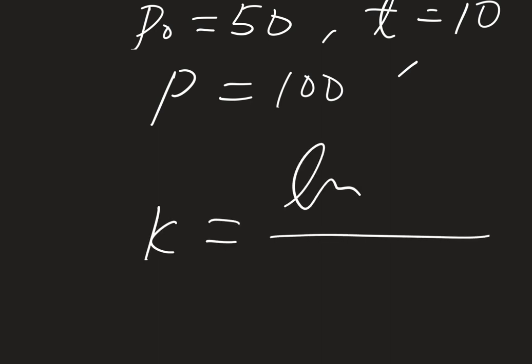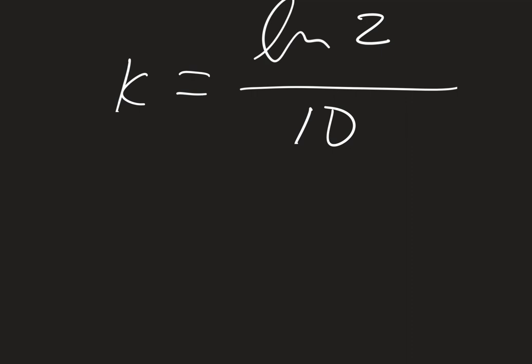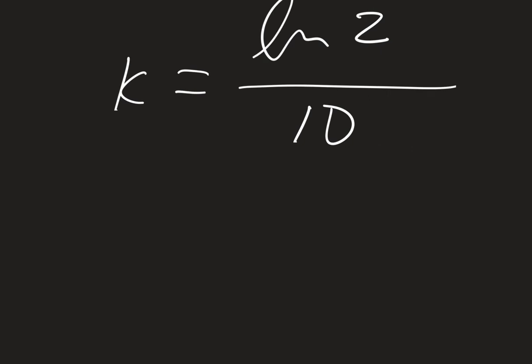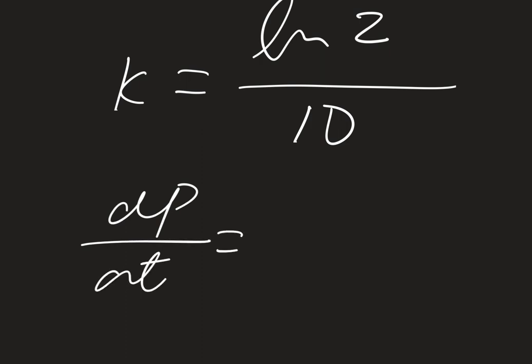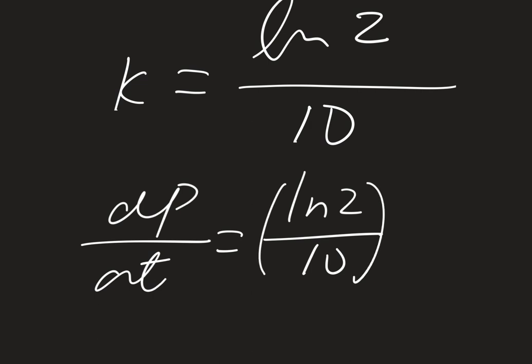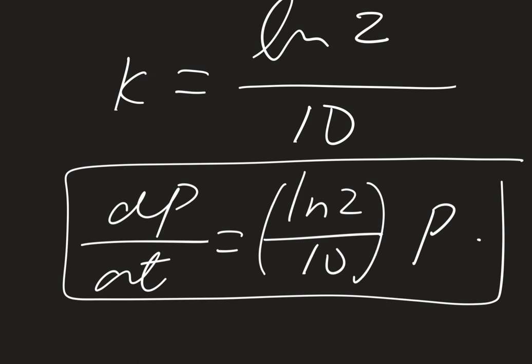Okay, ln 2 divided by 10. Later we will look at the thing called half-life. I think you learned it in your physics and chemistry. So this k is this thing. We know that the expression is dP/dt equals ln 2 over 10 times P. That will be the expression. 5 marks, there we get it. A free-marks question, yeah.